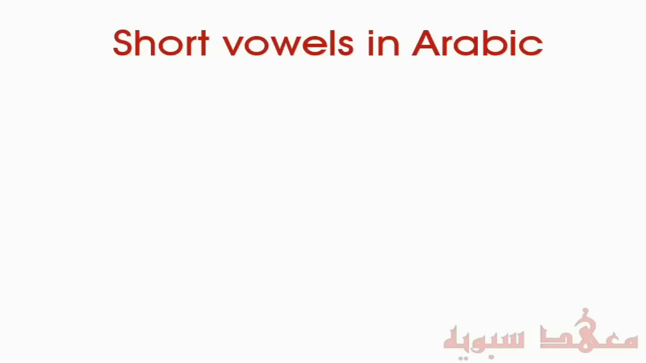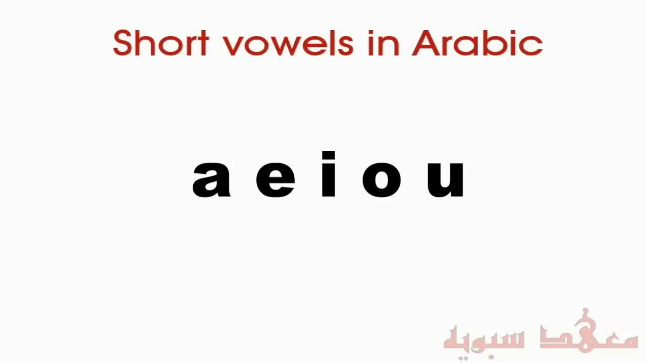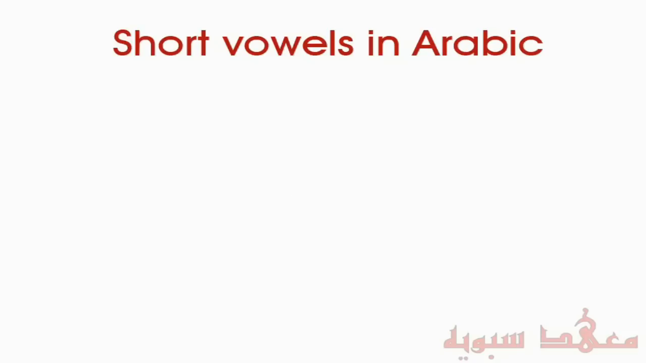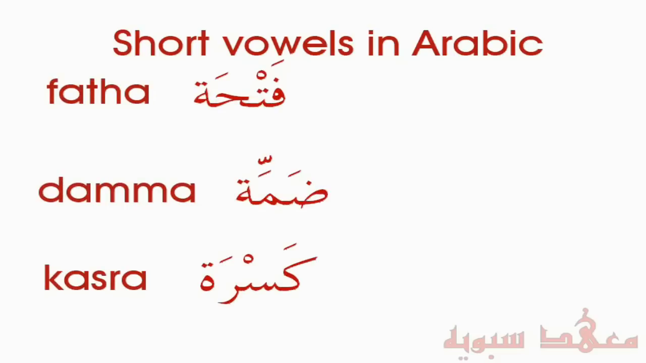In this video, I'm going to be explaining short vowels in the Arabic language. Unlike English, where we have 5 vowels: A, E, I, O, U, in Arabic we only have 3, and they are what is known as fatha, damma, and kasra. So let's first of all just understand how they're written.